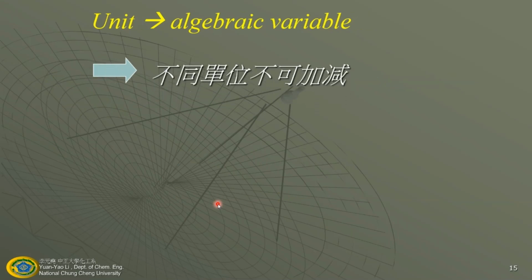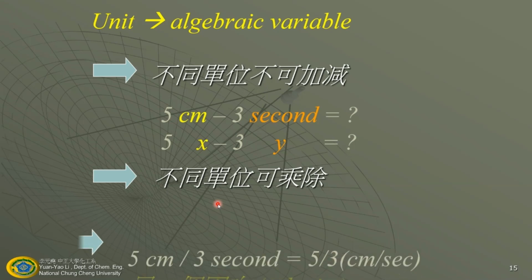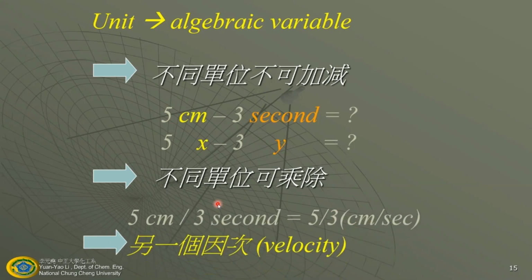If you regard unit as a parameter or variable, units that differ cannot be added or subtracted. For example, can you do 5 centimeter minus 3 seconds? No, you cannot. However, can you do multiplying or dividing? Yes, you can. So 5 centimeter divided by 3 seconds will be another dimension, which is the velocity.